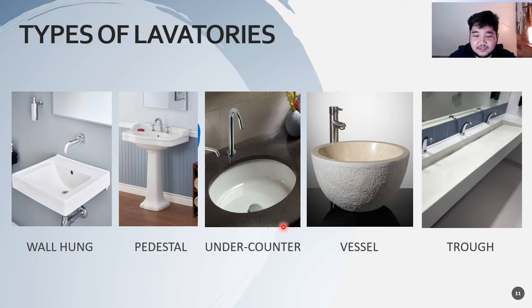And then we have under counter. From the word itself, you have a counter, usually made from granite or marble, and they just cut a hole in that counter and then attach the lavatory from beneath. So if you see it from an elevation point, it's flat. This looks cleaner when it comes to aesthetics because the under counter is somewhat hidden underneath. And then vessel or over counter, this is the opposite of under counter. The lavatory itself rests directly on the counter surface. Again, this is for aesthetic purposes.